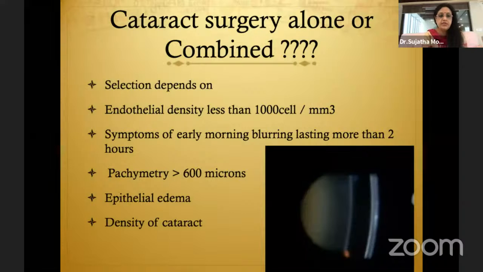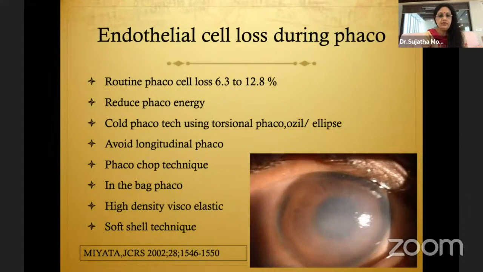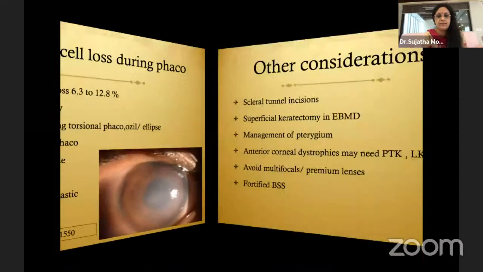If the cataract is very dense, you know that the patient is going to lose more endothelial cells, and it's better to do a combined surgery. So we all know the routine phaco loss is 6.3 to 12.8%. So take care when you're doing a routine cataract surgery in a patient with endothelial cell compromise: do an in-the-bag phaco, use a high-density viscoelastic and a soft shell technique, and use cold phaco technology to reduce endothelial cell loss.